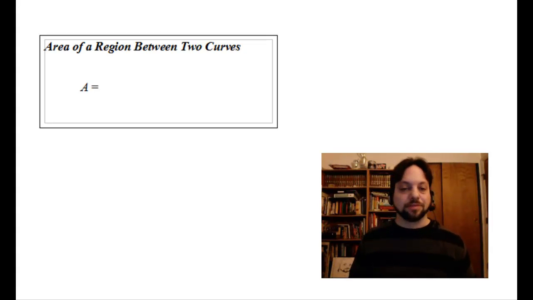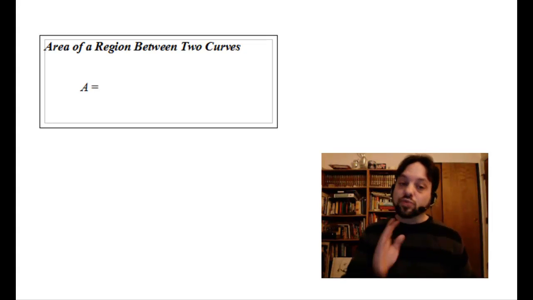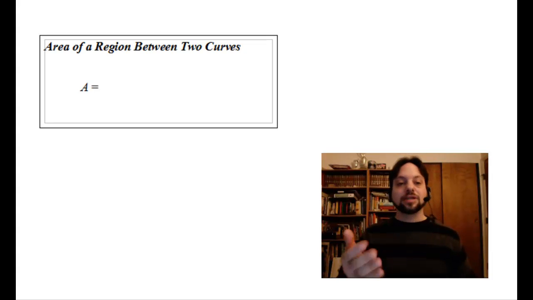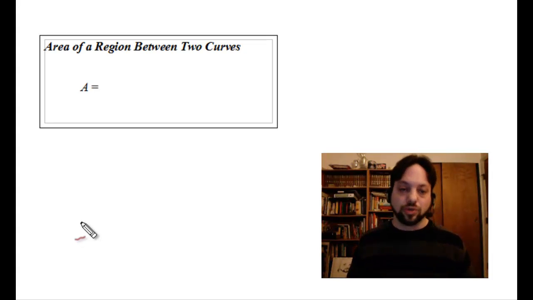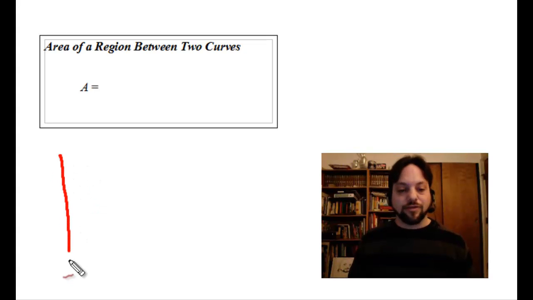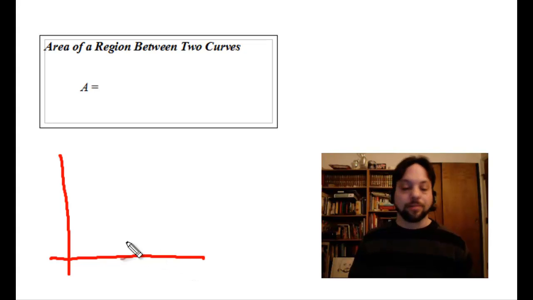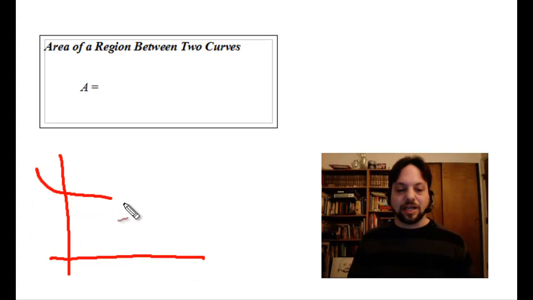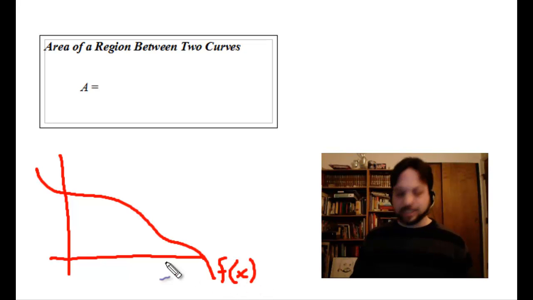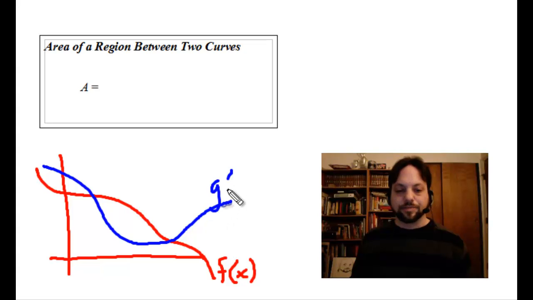Although the concept of finding an area between two curves is relatively easy, I'm still going to give you a formula to be able to tackle some of the more difficult problems. But before I give you that formula, let me draw a picture of exactly what's happening here. Given two functions, let me call this one f of x, and let me draw another one that I'm going to call g of x.